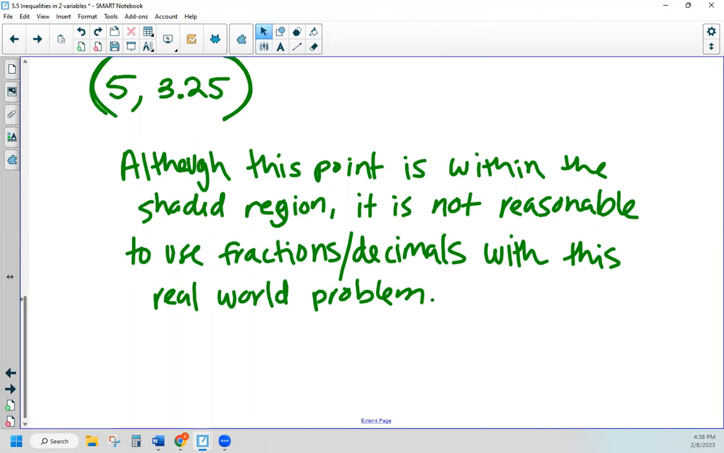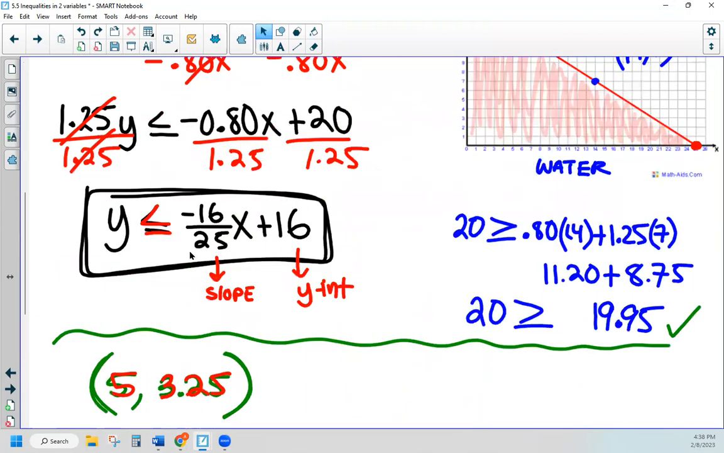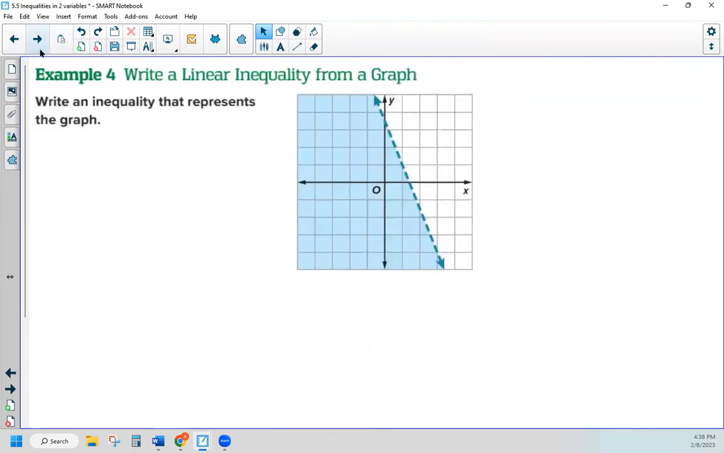Not with this one. We can talk about other problems that use fractions and decimals that are real world, and yes, we can. But this one right here talks about buying 5 water bottles and then 3.25 sports drinks. You can't do that. When you go and buy stuff, you have to buy the whole item, right? So you cannot break that into parts. Cool. All right. So that's pretty much it. This is the breakdown of understanding a word problem and how we can use linear inequalities or 2 variable inequalities to graph it and make sense of the answers.